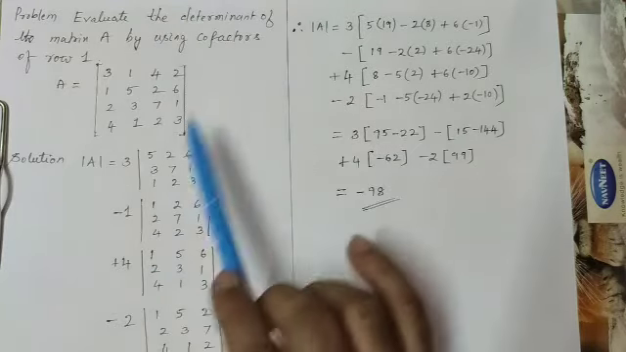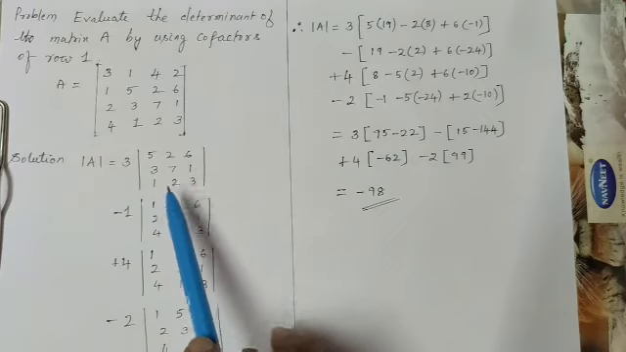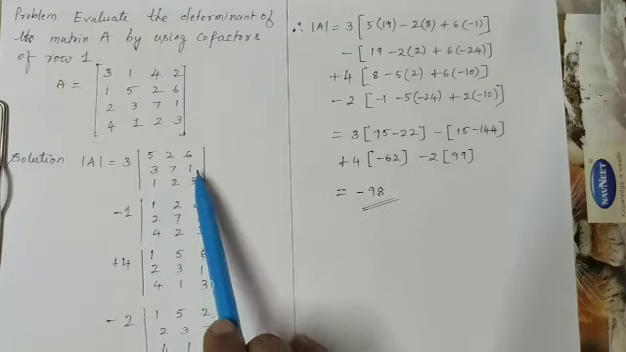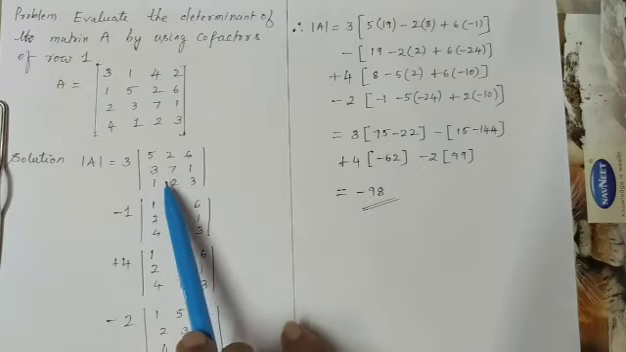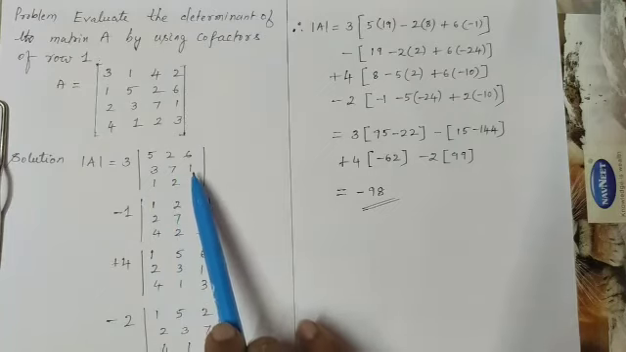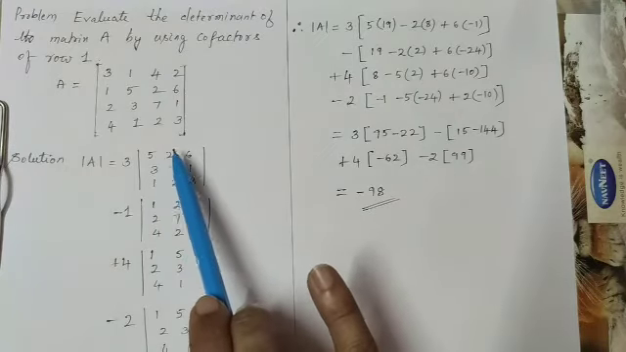Therefore the determinant of A is equal to 3 times. How to find the determinant? You are aware of finding the determinant of a 3 by 3 matrix. That is 5 into the determinant of the minor of 5, that is 7 1 2 3. So 5 times the determinant of 7 1 2 3 is what? 7 into 3 is 21 minus 2 into 1 is 2. 21 minus 2 is 19.